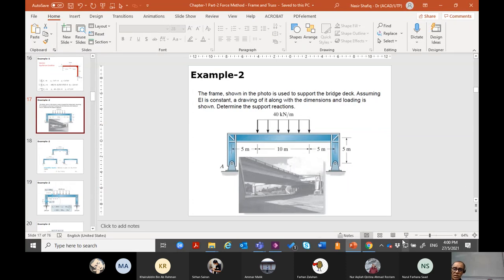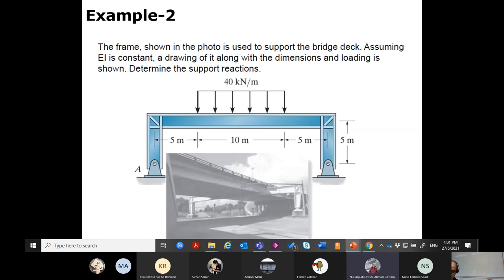Okay, can you see my slides? Yes, sir. Okay, thank you very much. And if I write onto the board, is the board clear? Is the board clear? Yes, it is clear. Writing is clear. Good. Okay.